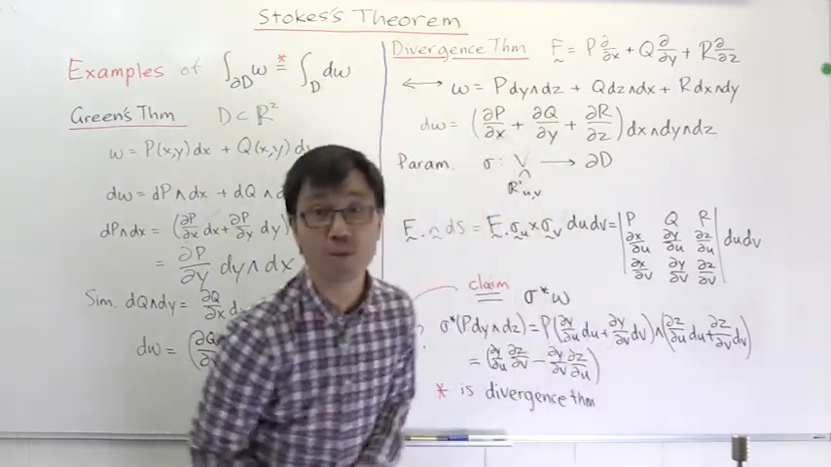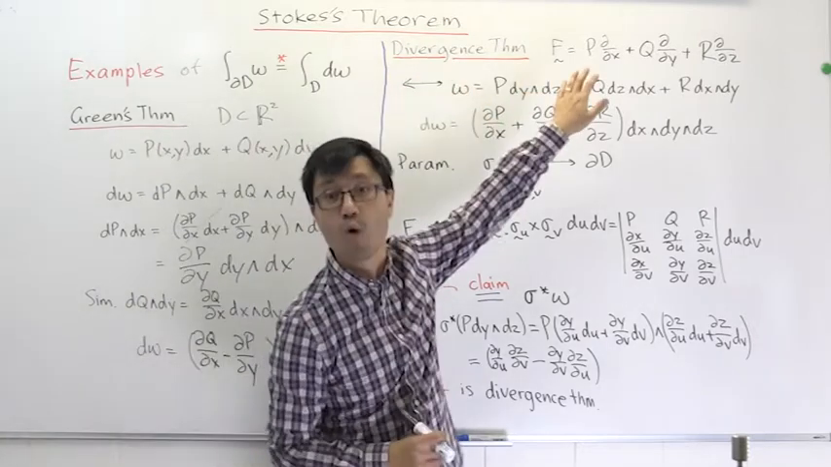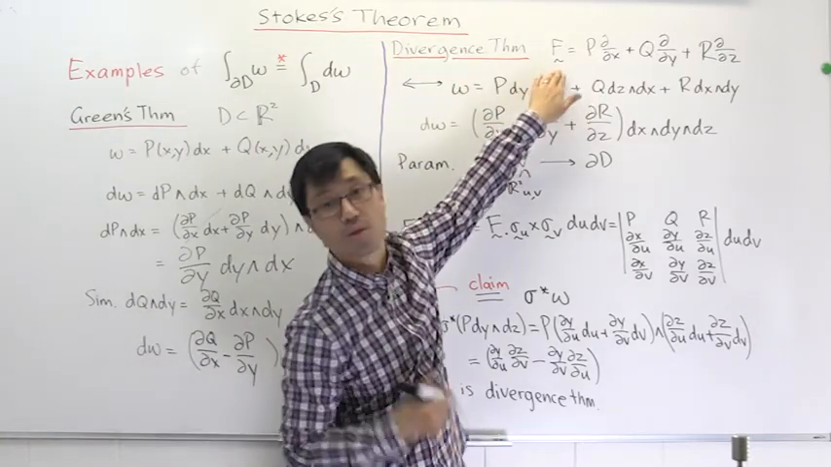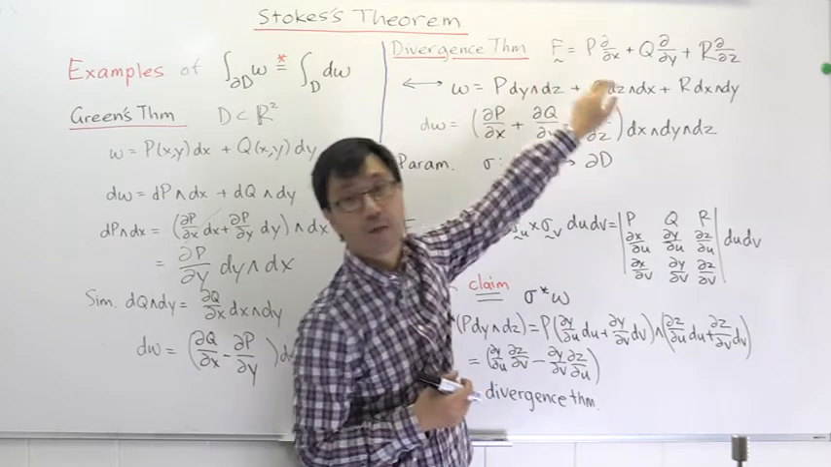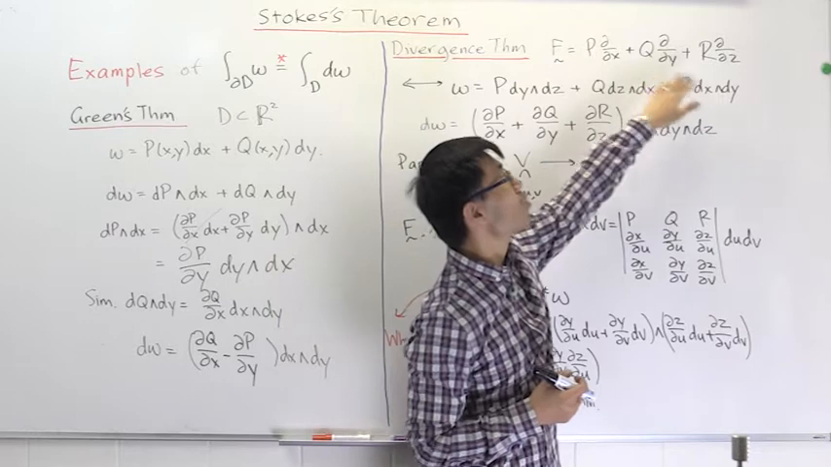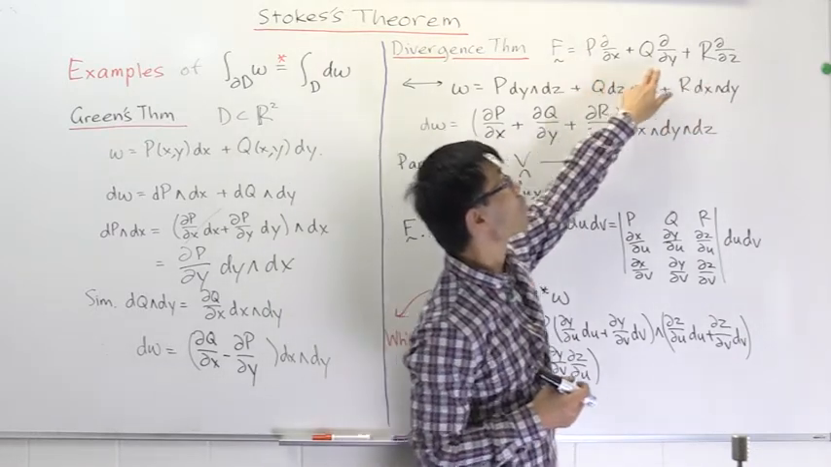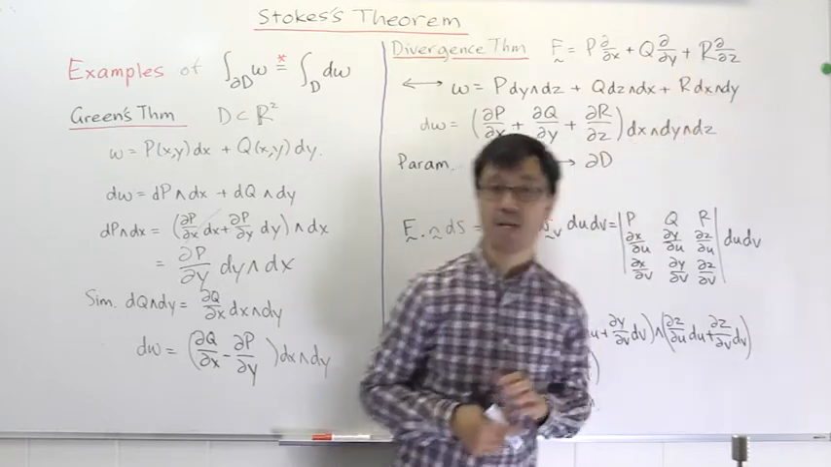Okay, so let's see what happens with Gauss's divergence theorem. In Gauss's divergence theorem, you normally write it with some vector field, so we'll use a similar notation, F. Okay, and the vector field will be given in terms of the usual tangent vectors ∂/∂x, ∂/∂y, ∂/∂z, so P ∂/∂x plus Q ∂/∂y plus R ∂/∂z.